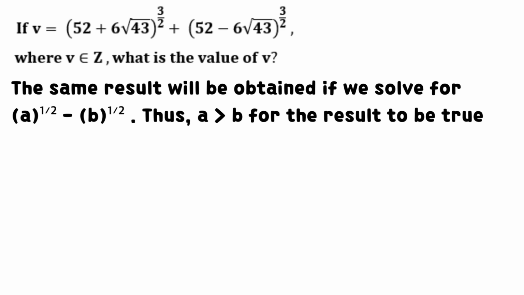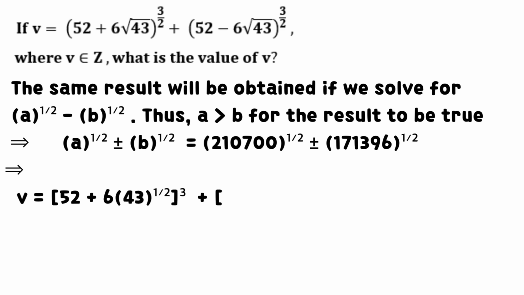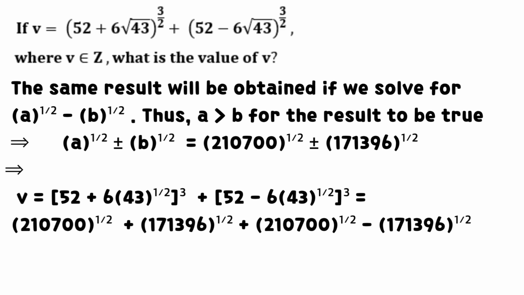The same result will be obtained if we solve for the difference of the square of a and the square of b. Thus, a must be greater than b for the result to be true. Hence, we obtained numerical values for the sum and difference of the square of a and the square of b as shown on the screen.